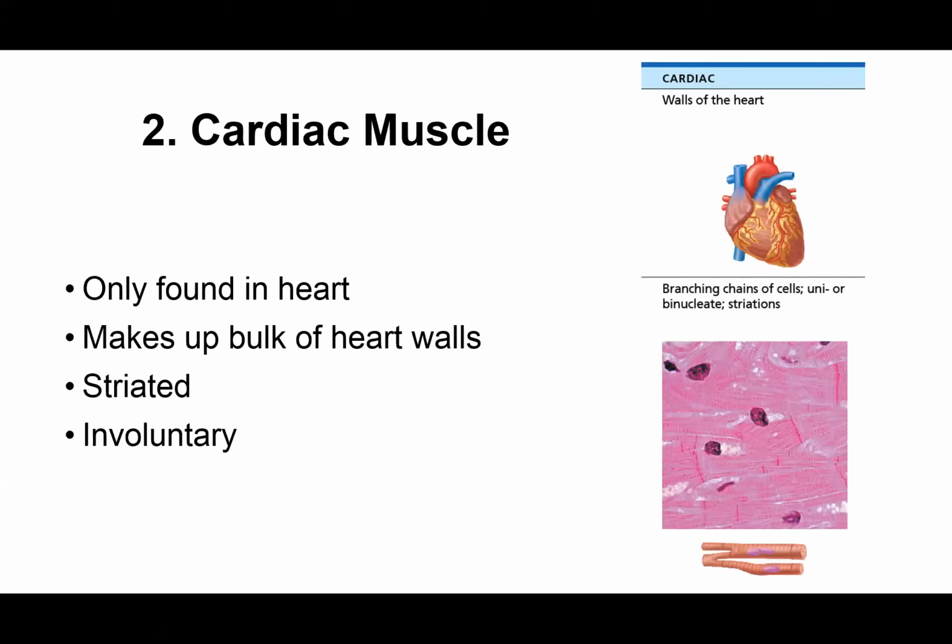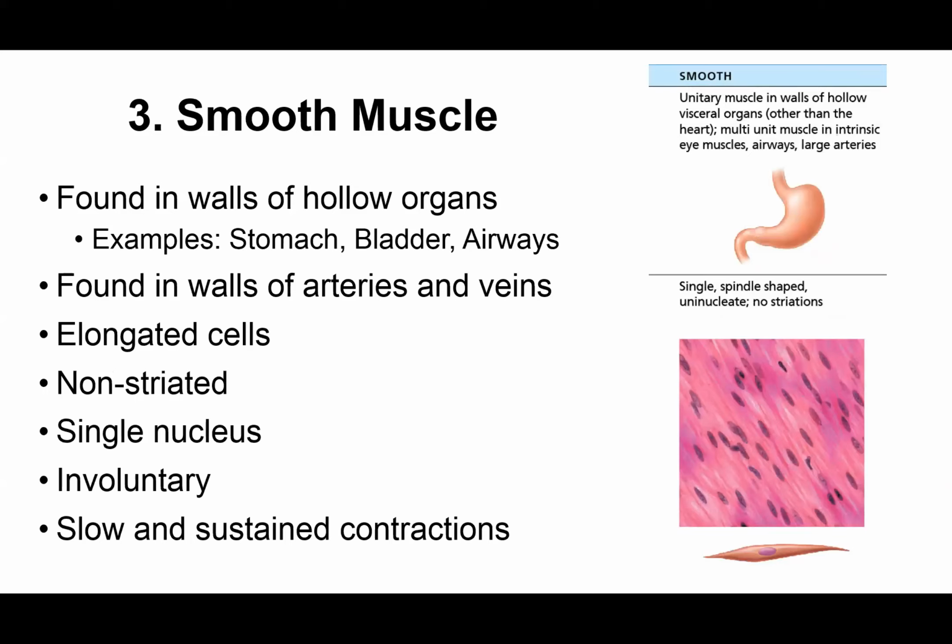And then here is just basically everything that I already said about the cardiac muscle. It's found only in the heart, makes up the bulk of the heart walls. It is striated and involuntary.